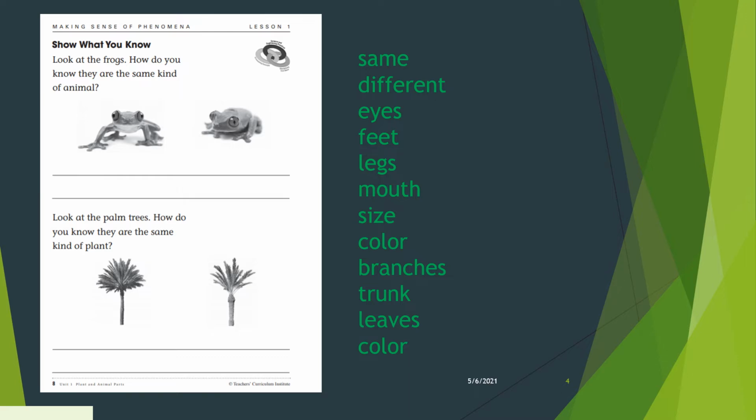All right, next, look at the palm trees. How do you know they are the same kind of plant? Sorry, not animal. Look at the palm trees. How do you know they are the same kind of plant? You can use those words on the list again. I'm going to read down it.